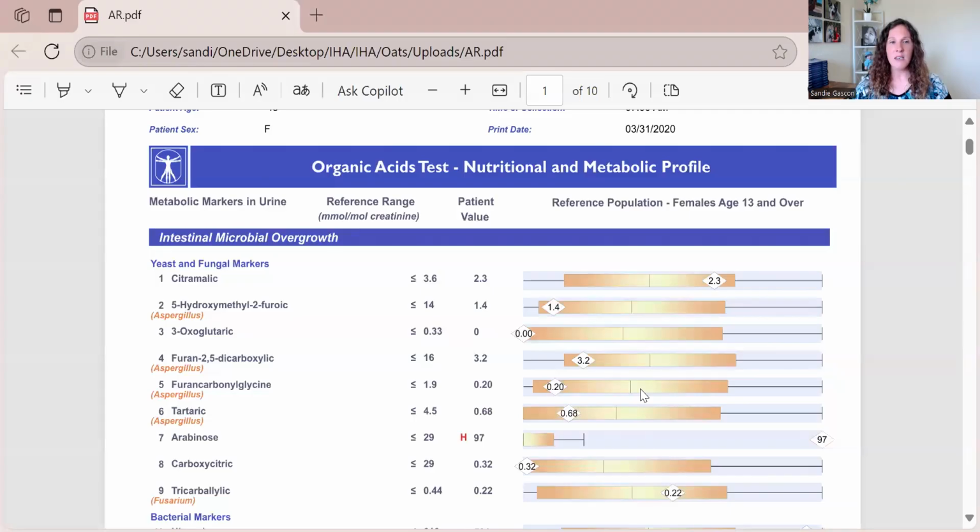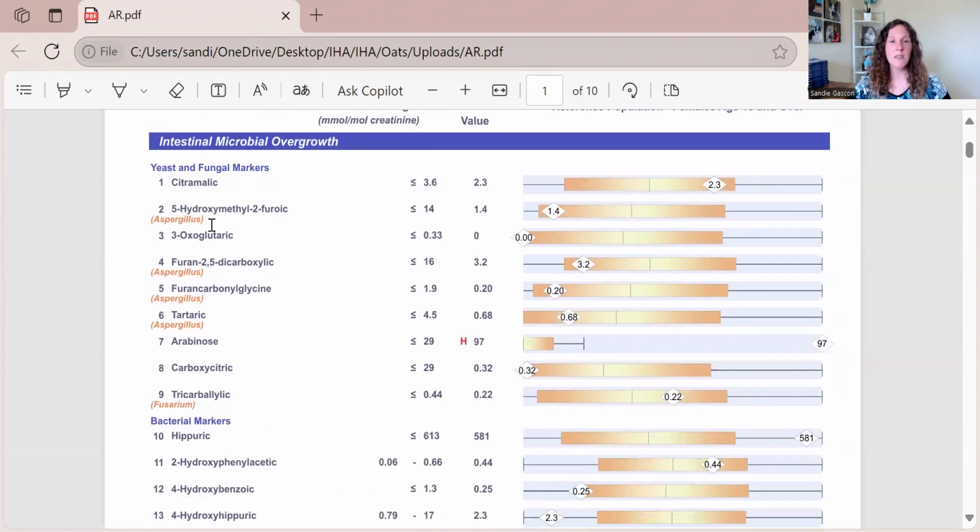So the OATs test, I'm going to show you what all the markers mean. I'm not going to go in depth on the analysis of this particular lab because we only have so much time on these videos. So I want to share my screen. Let's pull up this OATs test. All right, so this first page is yeast, bacterial, and fungal. Yeast and fungal markers, bacterial markers, and mold markers. You can see here, any of the markers that have the little writing underneath are different species of mold.